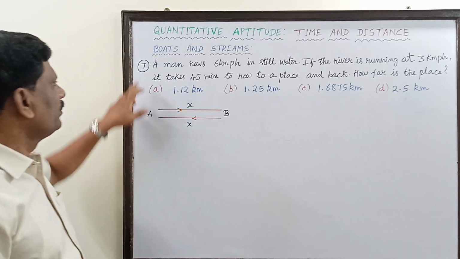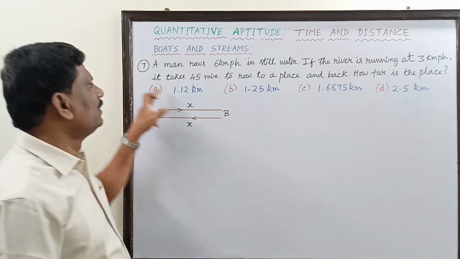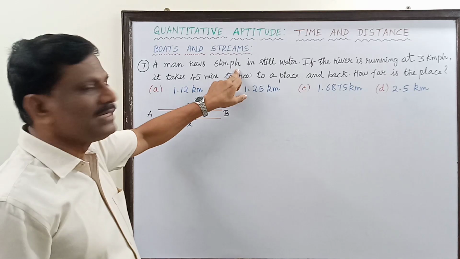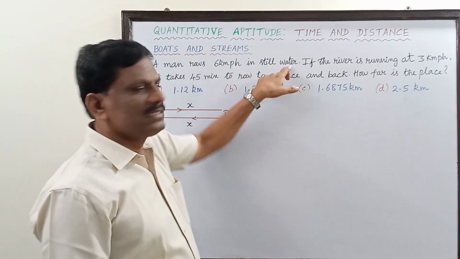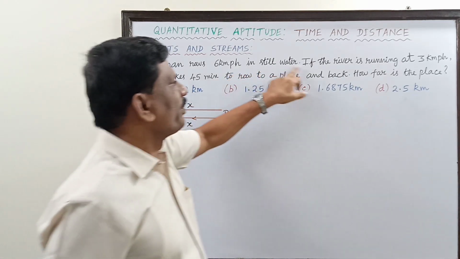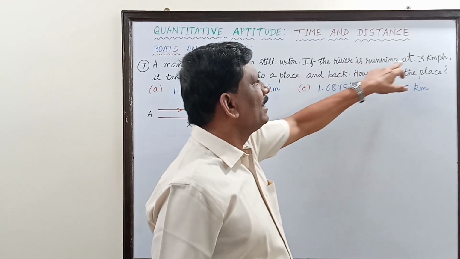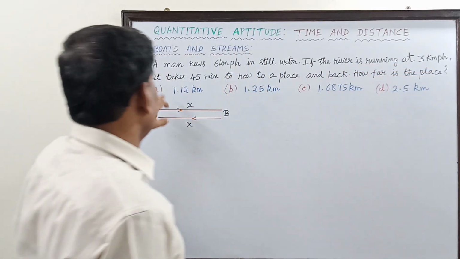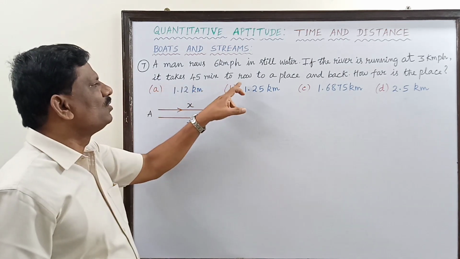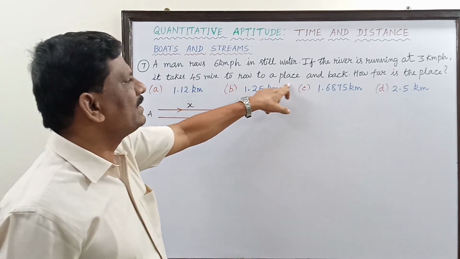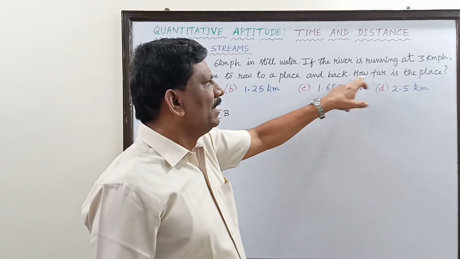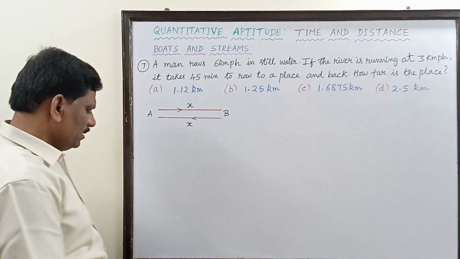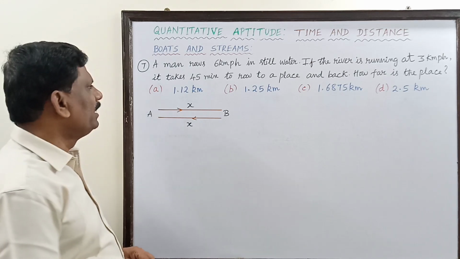Hi students, problem number 7. A man rows 6 km per hour in still water. If the river is running at 3 km per hour, it takes 45 minutes to row to a place and back. How far is the place? So very simple question only.